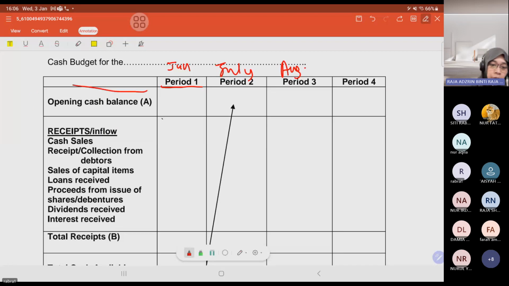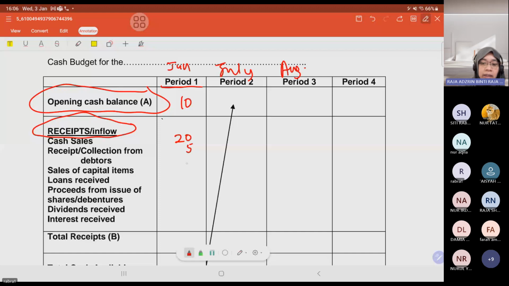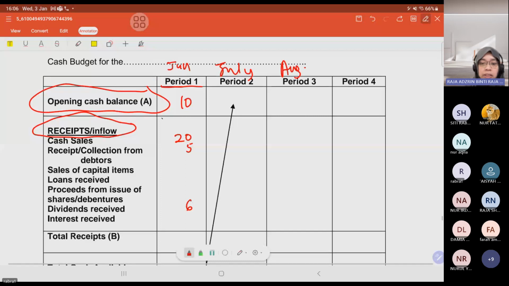So you will start with your opening cash balance and add all your inflow. Let's just take small figures. In the beginning you have 10 ringgit. And then let's say when you make sales, you get money. So let's say you make cash sales of 20 ringgit. And then let's say your debtors pay you, an inflow, you receive money for another 5 ringgit. And then let's say you receive dividend of 6 ringgit.